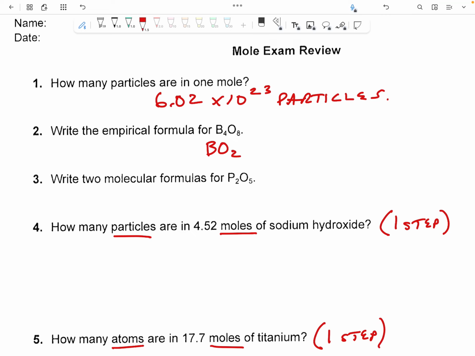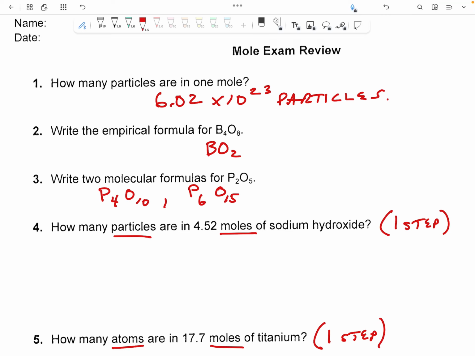All right, number 3, write two molecular formulas for P2O5. Well, P2O5 is your empirical formula, so we can multiply both those numbers by 2. And if we do that, we get P4O10. We can also, to do another one, multiply each number by 3 if we wanted to. And we could say P6O15. Those are just two more molecular formulas for that empirical formula.